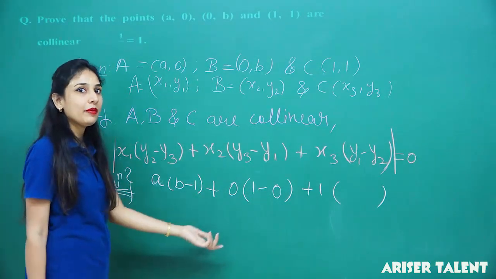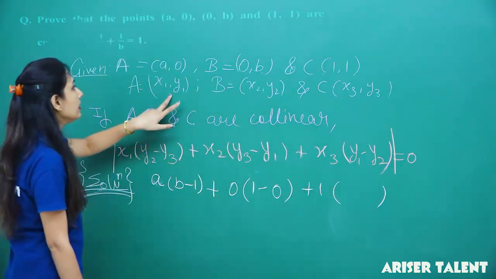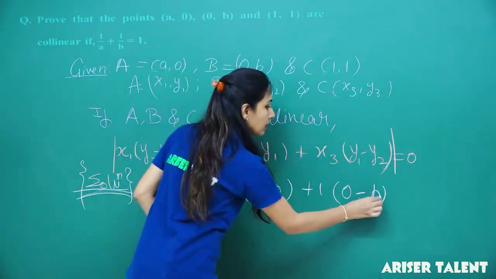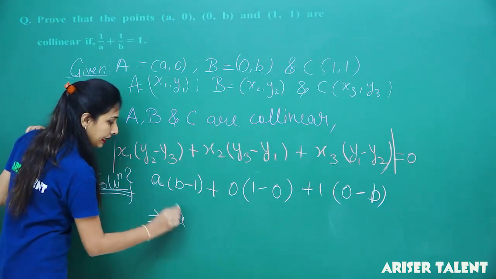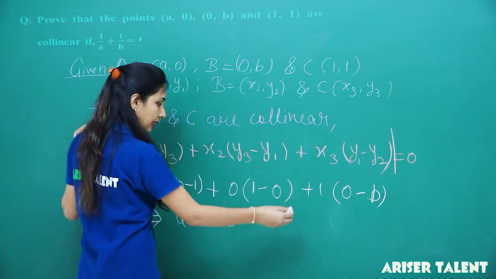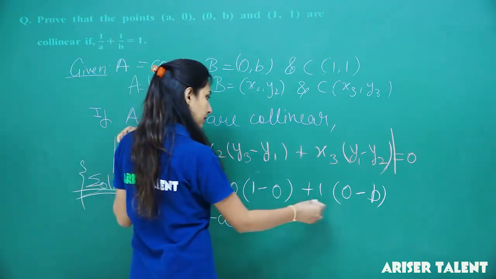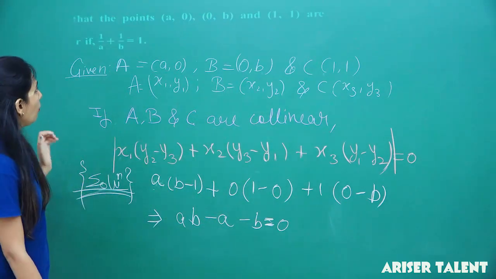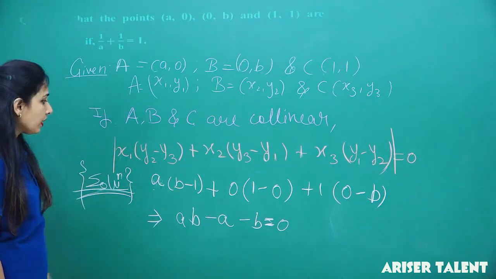And anything multiplied by 0 is 0, right? And this is y1 minus y2. Now y1 here is 0, minus y2, and y2 is b. If I see that, that will become a multiplied by b, ab minus a. This is completely 0, and that will be minus b. Minus b equals to 0. Right. Now what do I have to prove? 1 by a plus 1 by b equals 1.